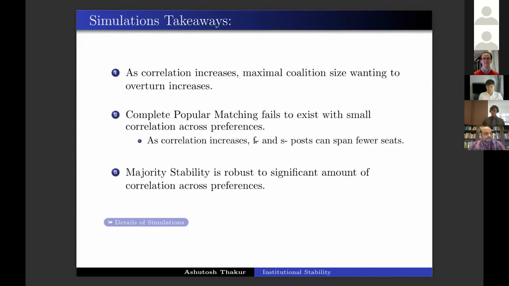So I don't, of course, have time to go through the simulations, but as you might expect, as you increase correlation, the maximal size coalition that can change and be strictly better off is increasing. A complete popular matching is going to fail to exist even with a small amount of correlation in preferences, but you find a surprising robustness with majority stability.